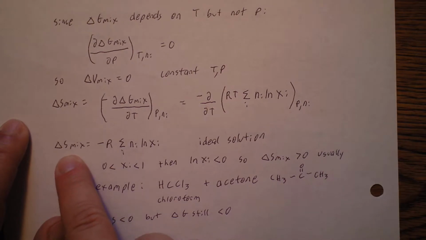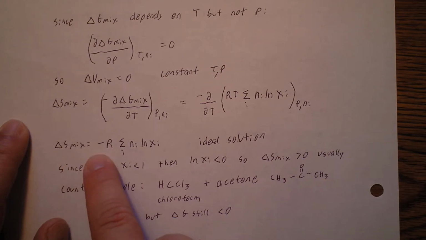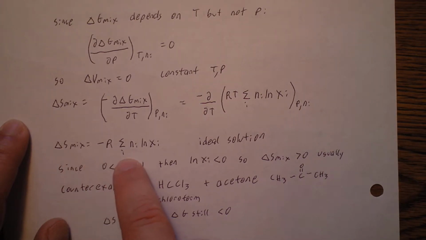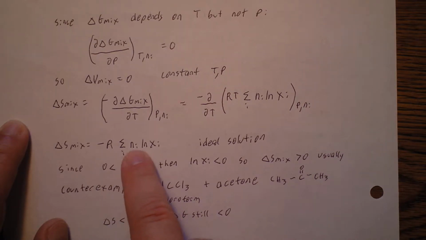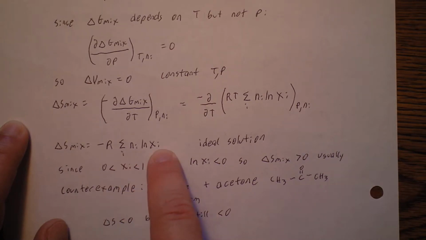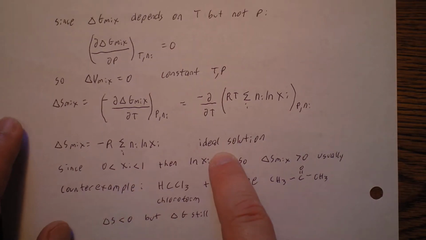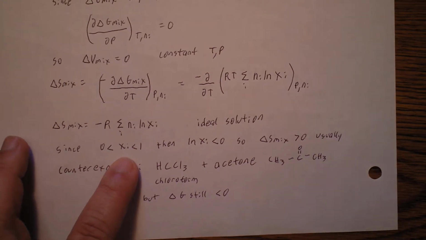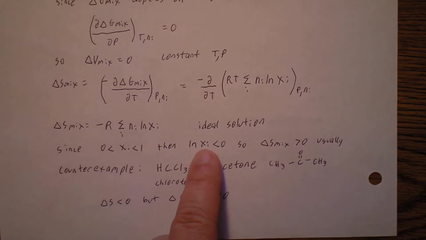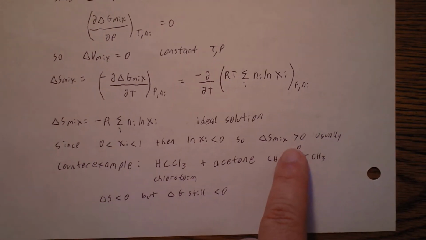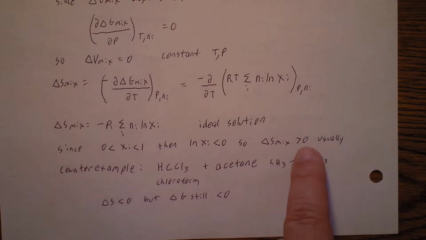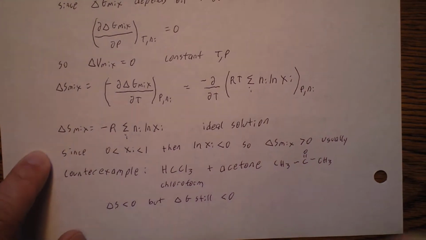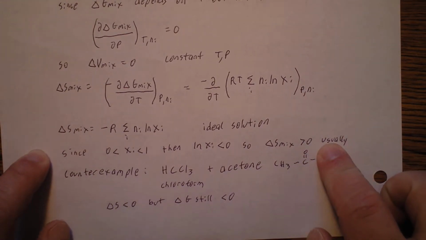So the change in entropy from mixing is going to be equal to minus R times the sum over all substances i of the number of moles of substance i times the natural log of the mole fraction of substance i, for an ideal solution, of course. And again, since the mole fraction has to be between 0 and 1, then the natural log is less than 0, which means the change in entropy from mixing is greater than 0. Now, that's not always true, though.